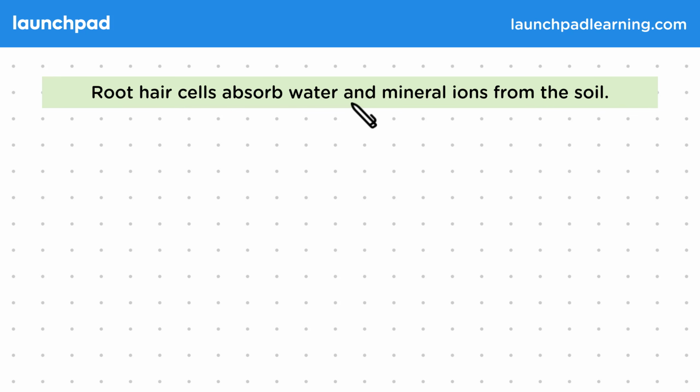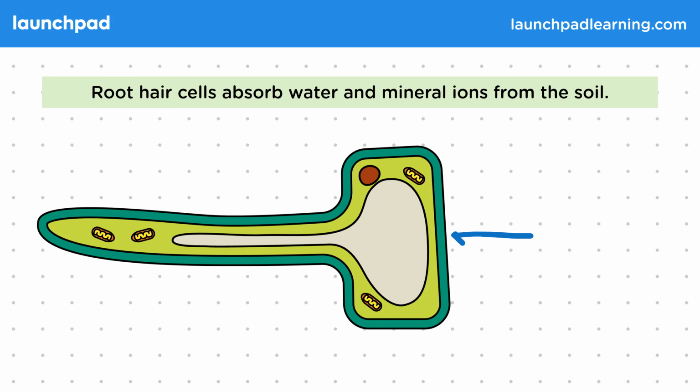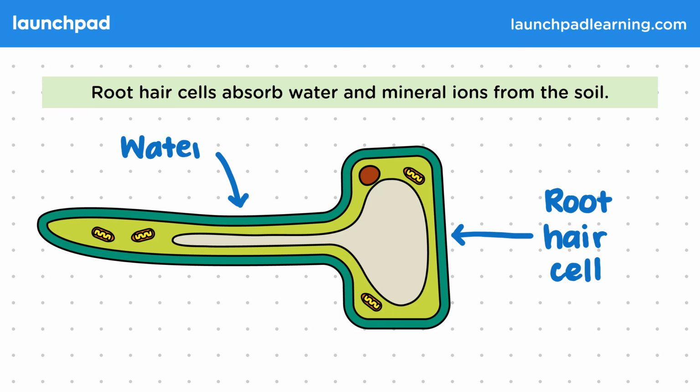Root hair cells absorb water and mineral ions from the soil. This is a root hair cell and plants have got many of them. Water moves into root hair cells as well as mineral ions. So how exactly are root hair cells specialised to absorb water and mineral ions?